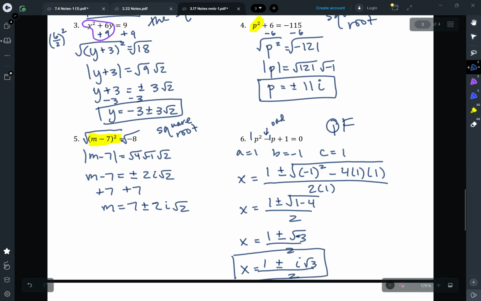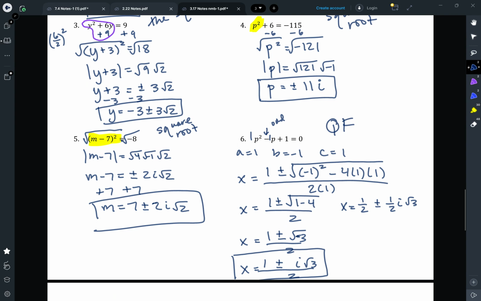That would be a fine answer, but we could also take it a step further and write it as 1/2 plus or minus 1/2 i root 3. And really it could be root 3 over 2i. I think there are a lot of different ways to write that one out, but this would be consistent with the way we've been doing in class.